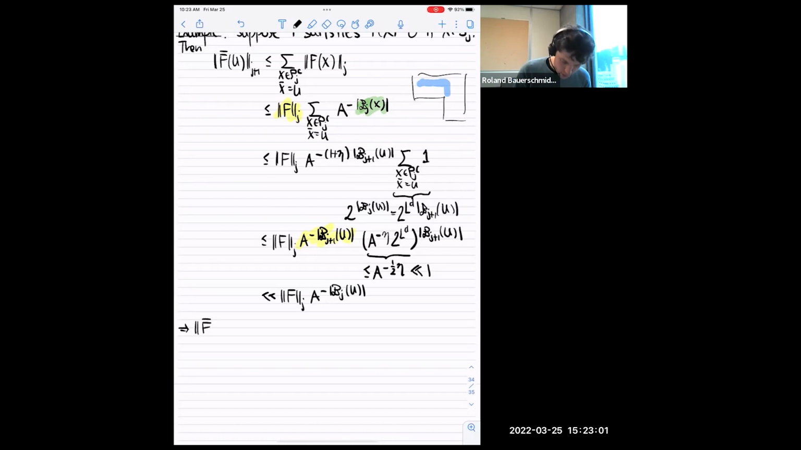So this is really all that's needed for these large sets. The norm at scale aj plus 1 is much smaller than the norm fj.